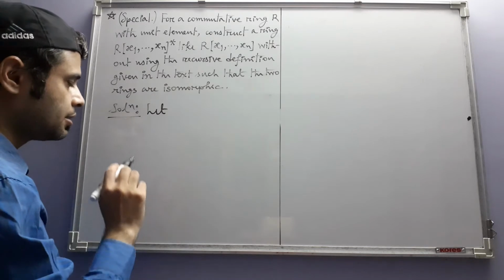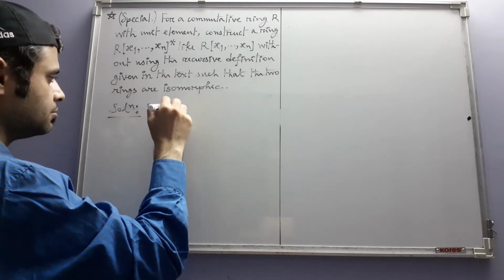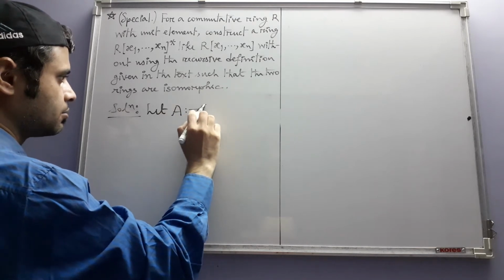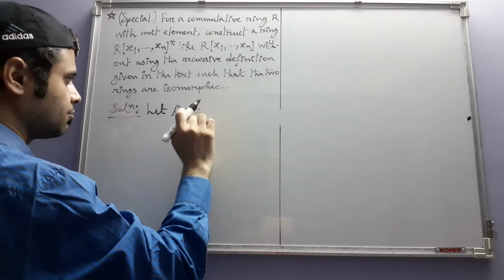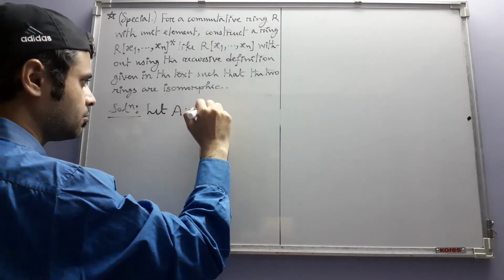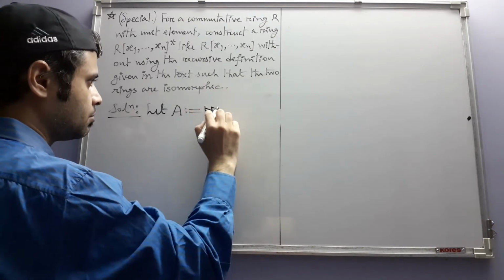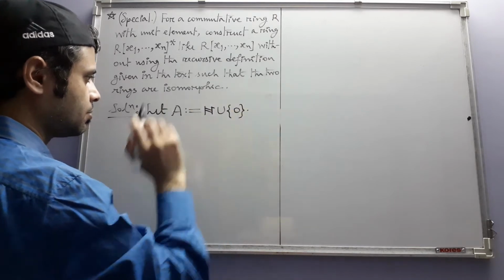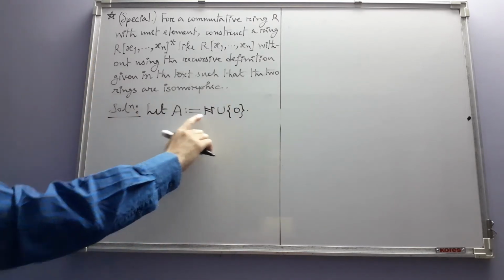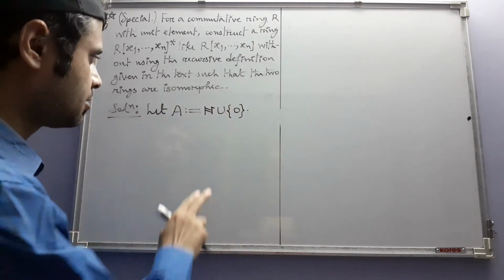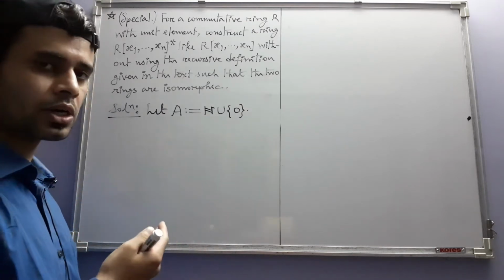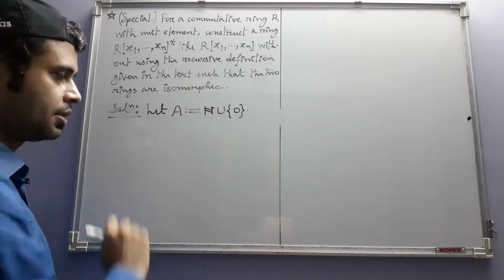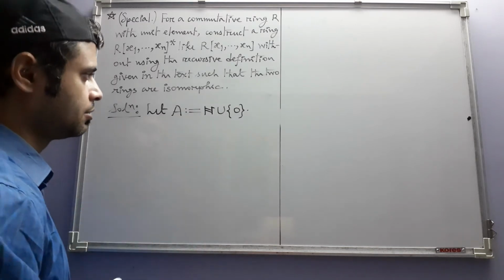For convenience, in the beginning itself, we denote by A the set of all non-negative integers. In this book, N denotes the set of all natural numbers, and natural numbers start with 1. So that's the reason we had to give a name to this set.